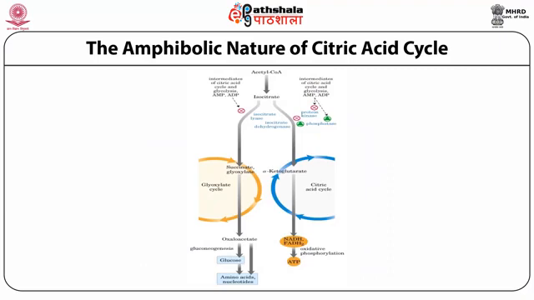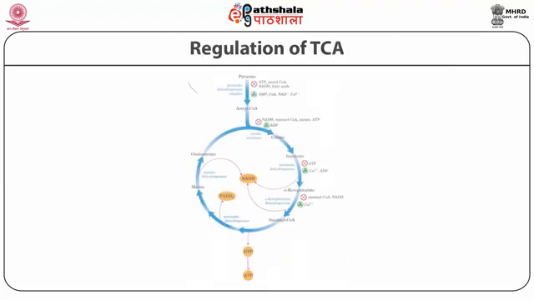This figure also shows the amphibolic nature of the citric acid cycle. Here acetyl CoA is converted into isocitrate, and isocitrate takes two routes. Isocitrate is converted into succinate, glyoxylate, and then oxaloacetate, to glucose, to amino acid and nucleotide synthesis. In another route, isocitrate is converted into alpha ketoglutarate through the TCA cycle, and by the process of oxidative phosphorylation, it generates ATP.